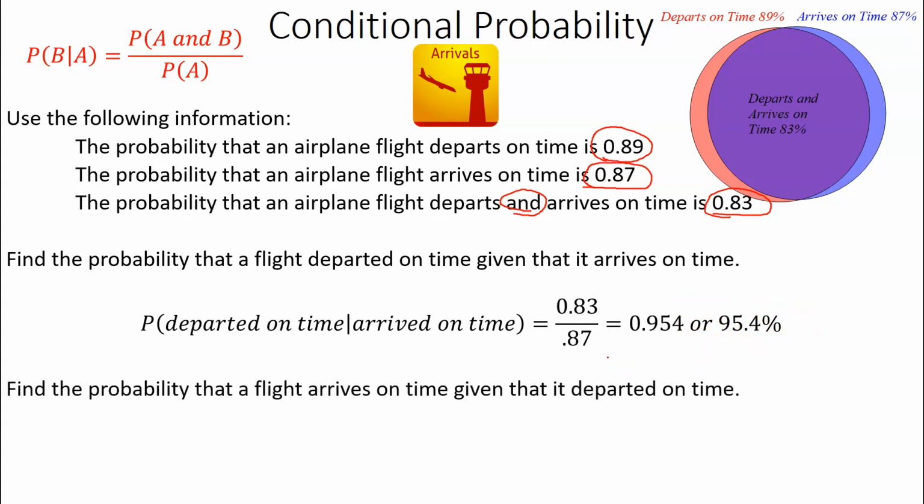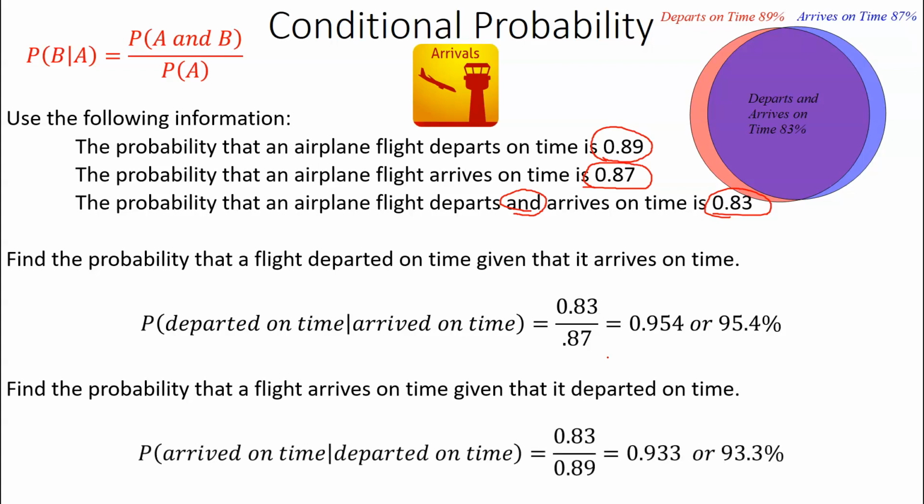Okay, why don't you pause this and try this one. Find the probability that a flight arrives on time given that it departed on time. All right, hopefully you came up with this: 93.3% probability right there for that one.